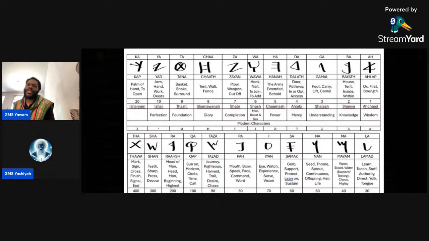Wa is and. It serves as a nail, a hook, to join, to add. It's the number 6, Shash, and it also goes into man, beast, and sex. Zayin is a tool. It plows. It's a weapon. It cuts off. And then number 7, Shabai, and number 7 also goes into completion.